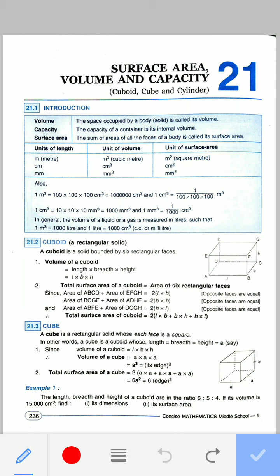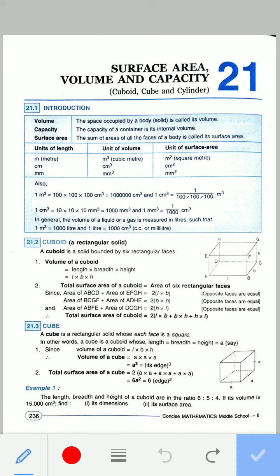Now, volume of a cuboid. What do you mean by volume of a cuboid? This is a formula: length into breadth into height. So whatever length it has, breadth is this one and height is this one. If you multiply length into breadth into height, you will get the volume of the cuboid.